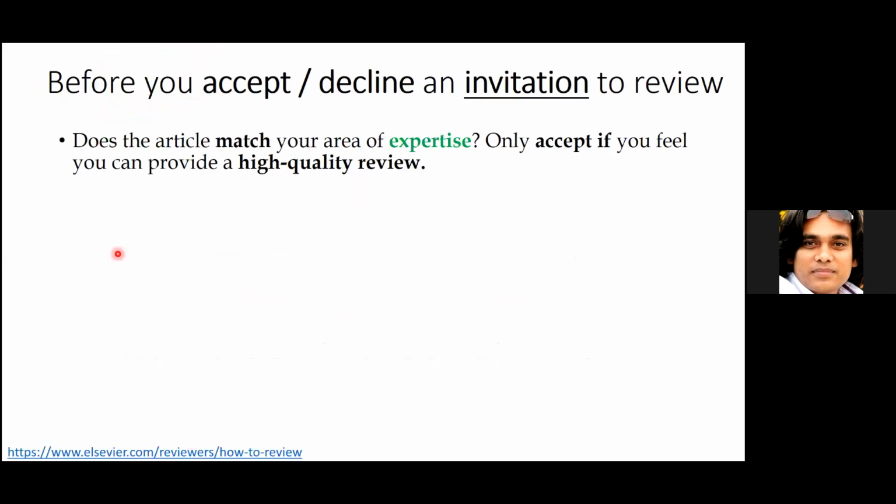Does the article match your expert area? This is also important. We need to know how to decline or refuse. That's very important, especially for young boys and girls. You must know how to refuse another boy or girl's proposal, otherwise your life will be hell, playing with different people. So make sure: only accept if you feel you can provide a high quality review. Otherwise, you can politely say no.